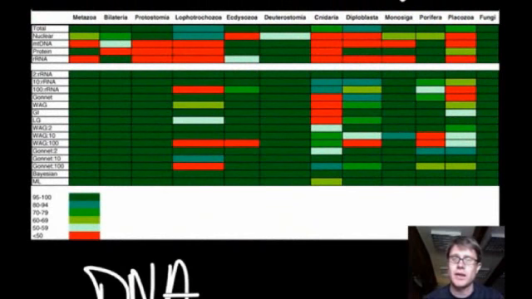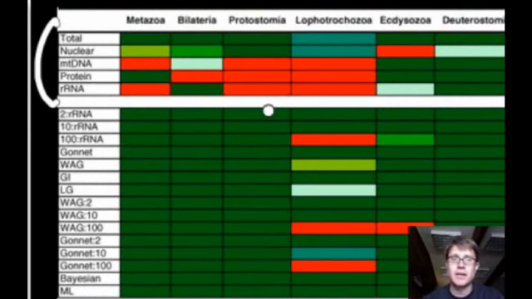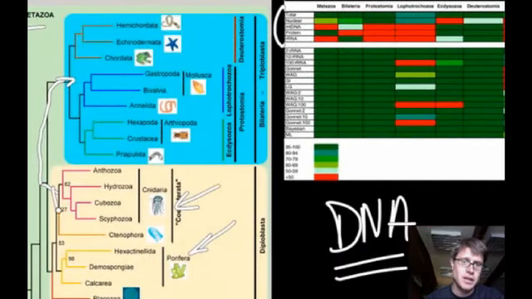a number of different groups of animals. And they looked at mitochondrial DNA, proteins, ribosomal RNA. They looked at a number of different things. And they figured out, this is very recent, that this branch and this branch are actually sister branches.